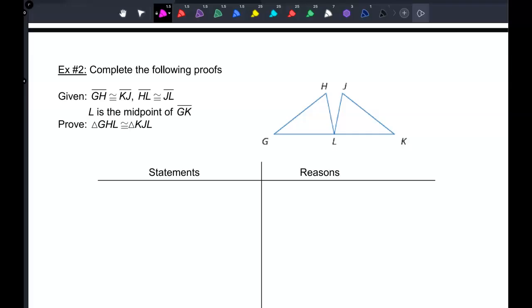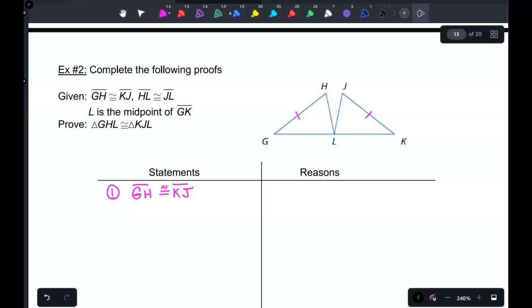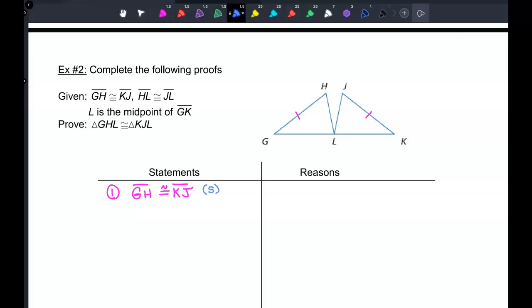Okay, so let's write down. These are shorter than the ones we did in the last lesson. Okay, so GH is congruent to KJ. So I'm going to label that. And these ones are going to be on your tests, not the ones from last time. These were two segments, which ended up being two sides of these two triangles. So I'm just going to put a little S next to it so I remember I already have one pair of sides.